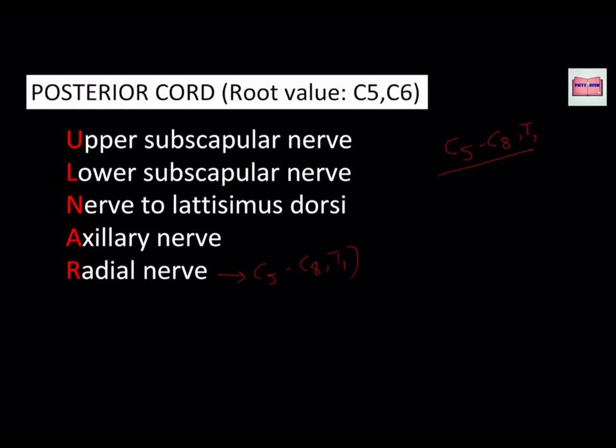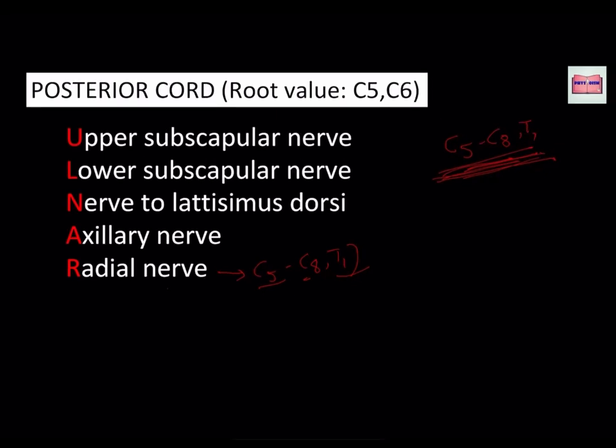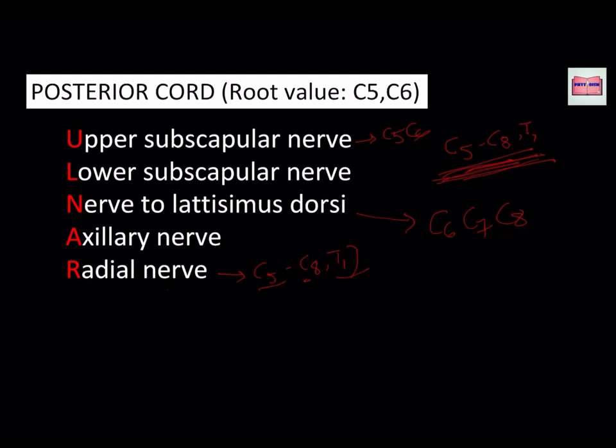So now coming to the posterior cord. As I previously told, the posterior cord root value would be C5 and C6, but actually it is C5 to C8 and T1. And this C5 to C8 and T1 is applicable only to a few nerves, not all the nerves of this posterior cord, right? This is applicable for the radial nerve, C5 to C8 and T1, okay? And it is also applicable for the nerve to latissimus dorsi, which has the root value C6, C7 and C8. Okay, the root value C6, C7 and C8. These both are the exceptions. Remaining all the nerves have the root value C5 and C6.